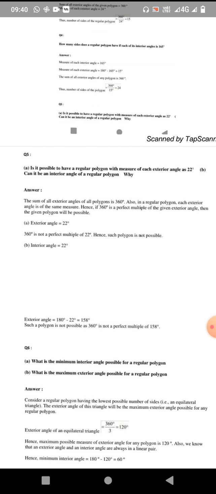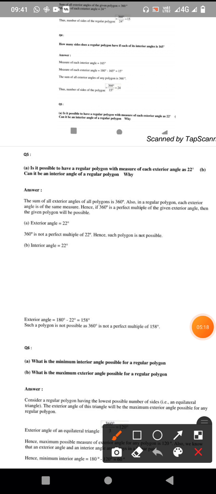So it can be possible. What is the question? In the question, just the exterior angle is given, that is 22 degrees. Yes, for the A question. Now see, exterior angle 22 degrees is given. So 360 degrees is not a perfect multiple.